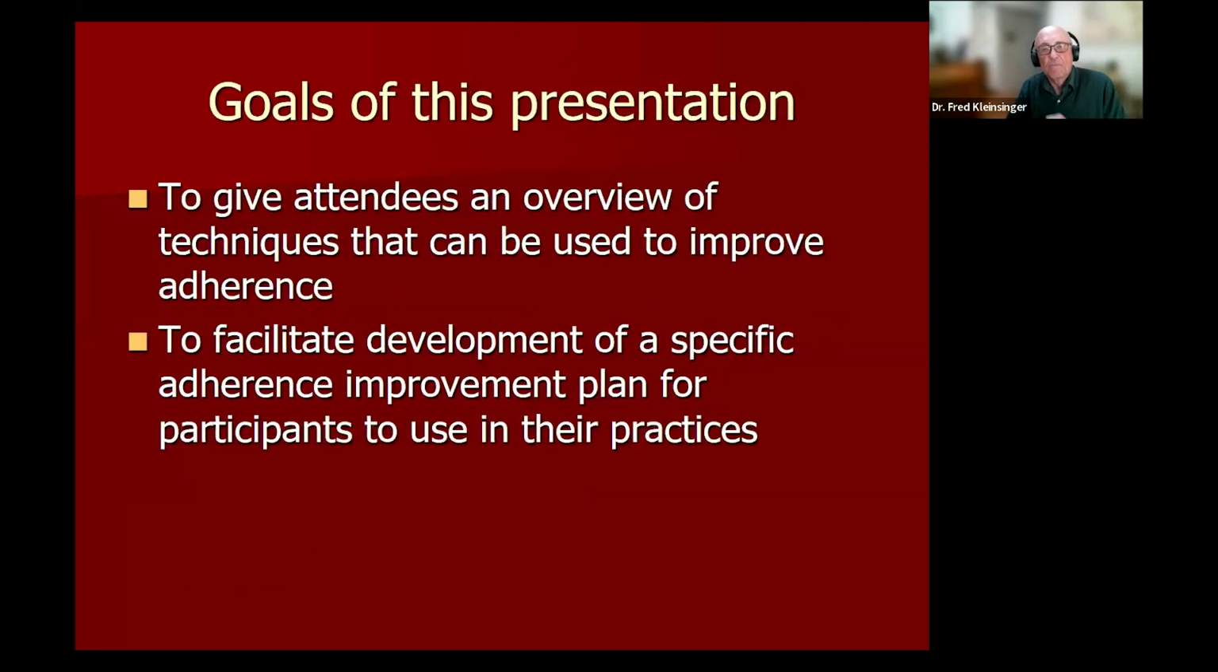So the goals of this presentation: we want to give the people who are attending an overview of techniques that we can use to improve adherence that have been shown to be successful. And as I was saying at the beginning, to help people facilitate the development of a specific adherence improvement plan, both for themselves, what am I going to do as an individual, and also in the practices, using whatever resources are available in your practices to help you and your patients achieve better adherence. And we're going to talk more about that.